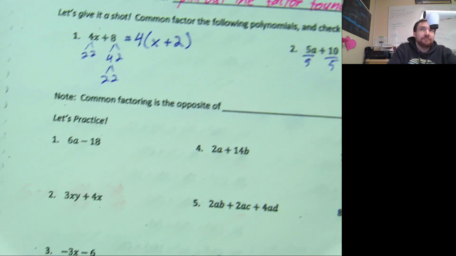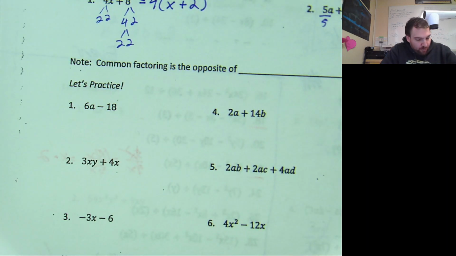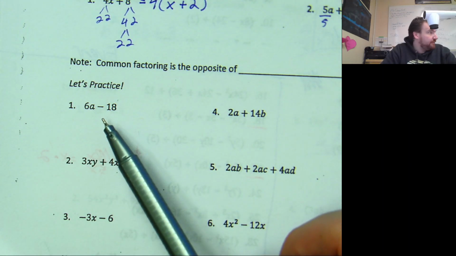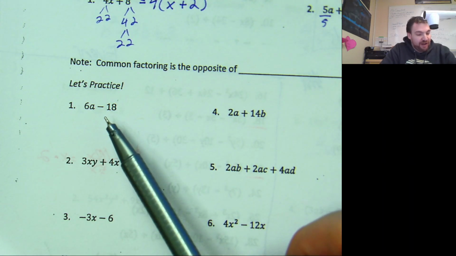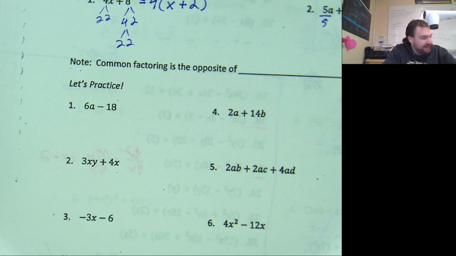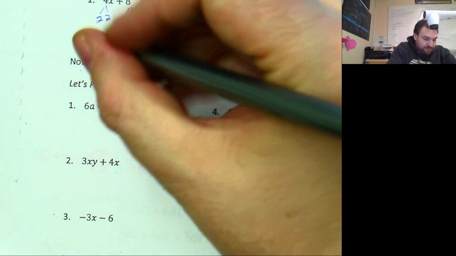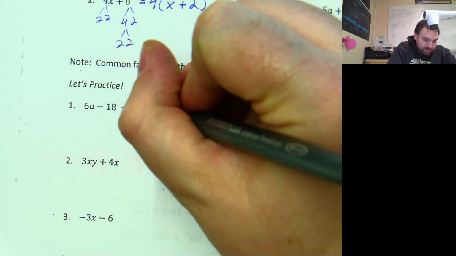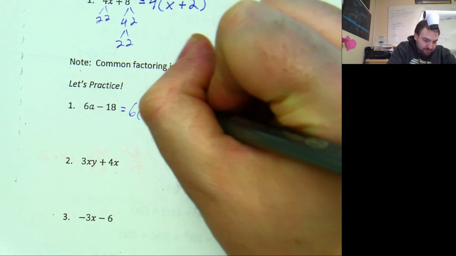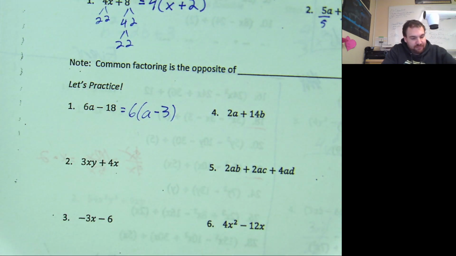Okay, let's do another one. Let's keep going. What's this? What can I pull out of 6a and negative 18? Sure. Let's make this a little bit more, it's just a smidge more challenging. What would I do with something like number 2?